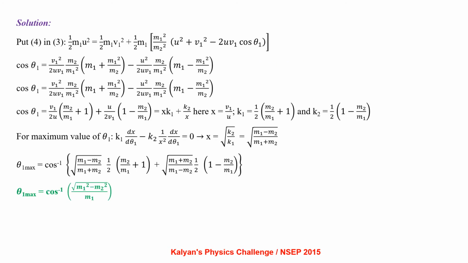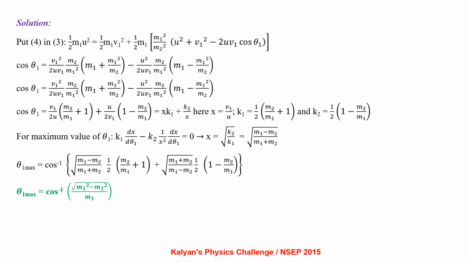Continuing from the previous slide, cos theta 1 equal to v1 square by 2u v1 m2 by m1 square of m1 plus m1 square by m2 minus u square by 2u v1 m2 by m1 square of m1 minus m1 square by m2. That is cos theta 1 equal to v1 by 2u of m2 by m1 plus 1 plus u by 2v1 of 1 minus m2 by m1. Let us write it as x k1 plus k2 by x. Here x is v1 by u, k1 is half of m2 by m1 plus 1 and k2 is half of 1 minus m2 by m1.